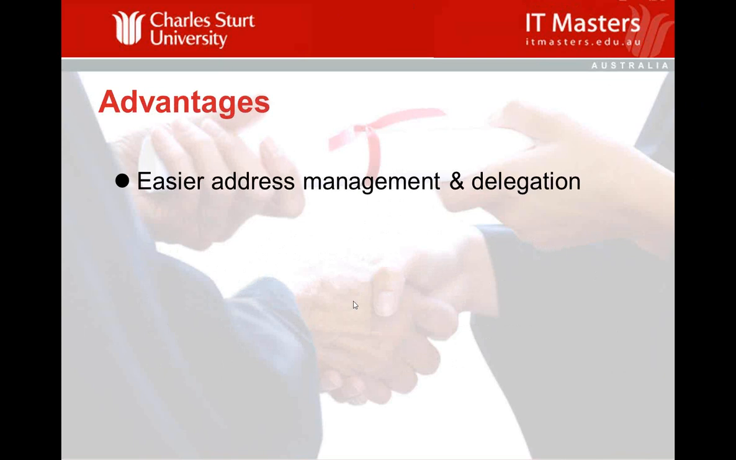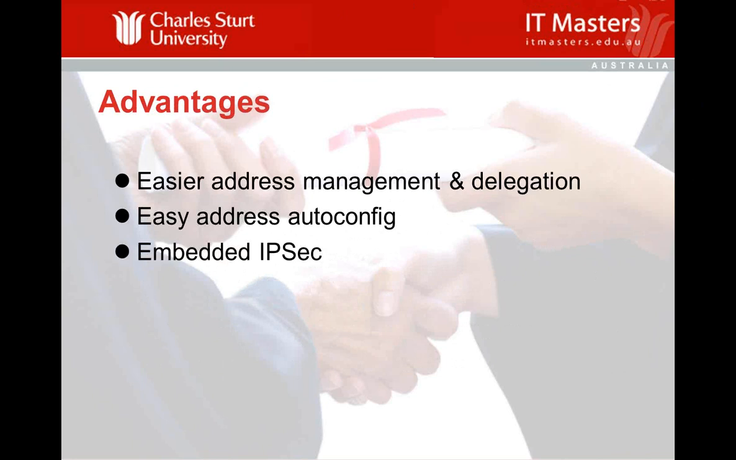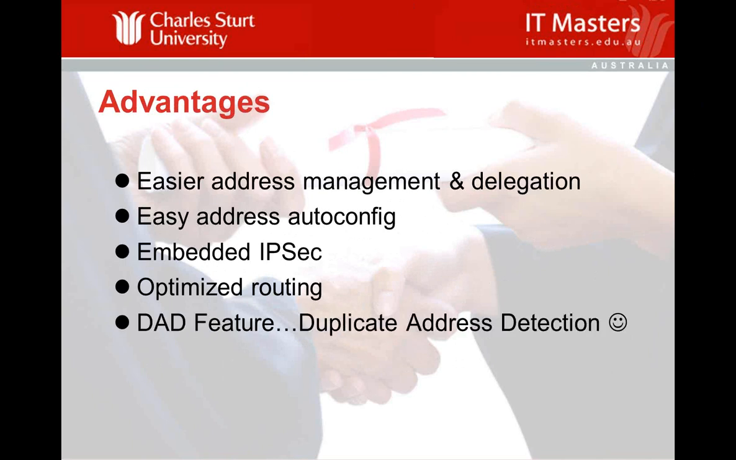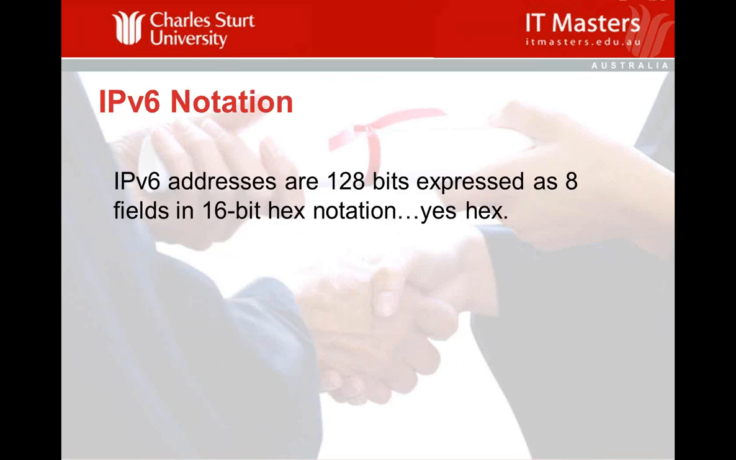Advantages. Allegedly, easier address management and delegation. Easy address autoconfiguration, and we'll actually see how that works in a minute. It's got embedded IP security, and it's optimized for routing. We're talking routers, as in actual routers, not routing as in what we do in our head. It's not easy for us, but it's easier for the machines. And the DAD feature, duplicate address detection. It's got some fairly sophisticated features built in that will allow it to detect duplicate addresses from different sides of the globe very, very quickly. None of these in particular do you really need to know for the CCNA exam, it's just interesting to know.